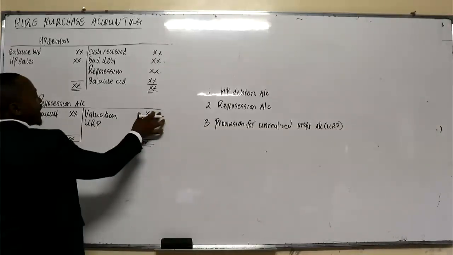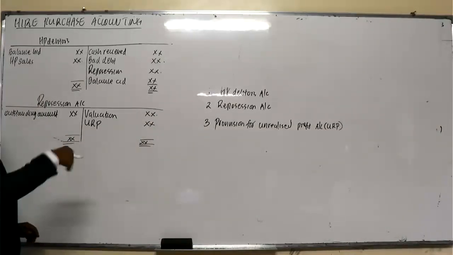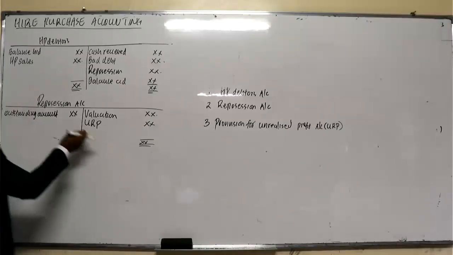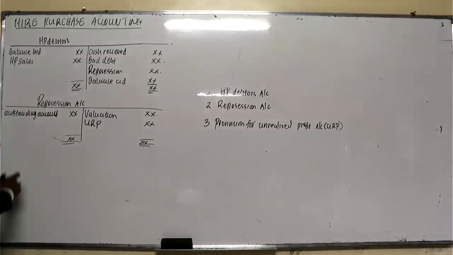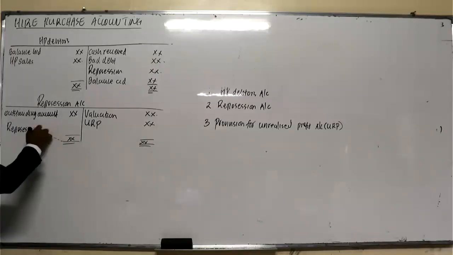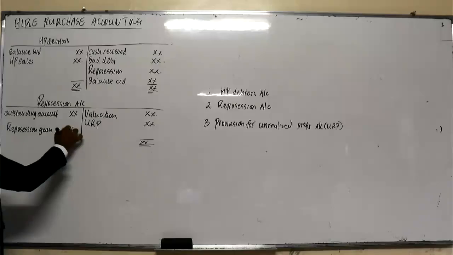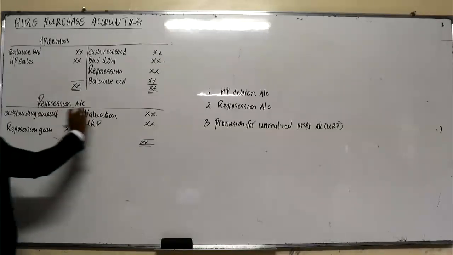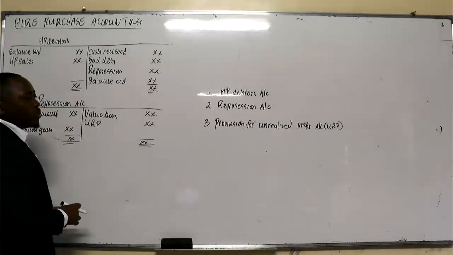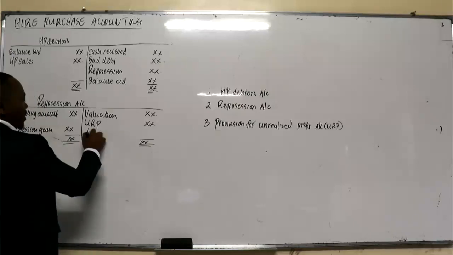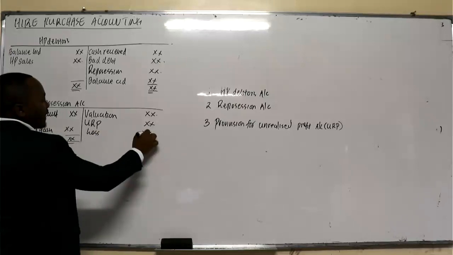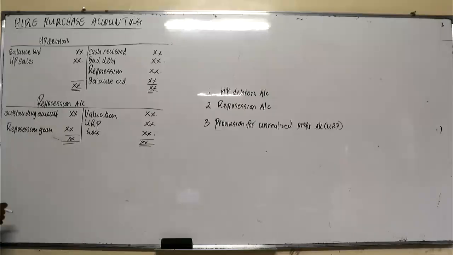If the valuation of the asset, meaning it was in good condition, is more than what the customer owed, that means you repossessed at a gain. So you'll have a repossession gain. But if the outstanding amount was more than the valuation, that means you repossessed the asset at a loss. So you repossessed at a loss. Those are the balancing figures.